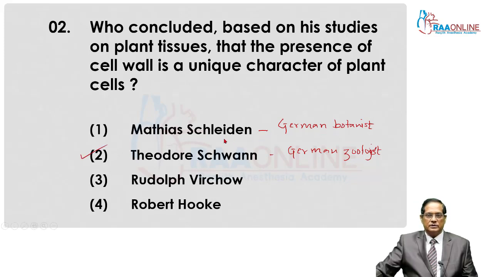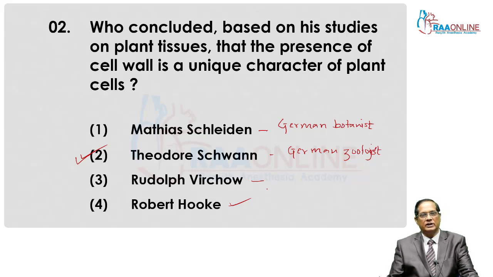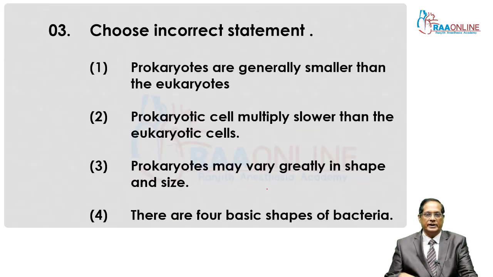Though the German botanist was Schleiden, Schwann studied a number of animal cells, compared the animal cell with the plant cell, and concluded that the cell wall is the unique character. So this statement was actually of Theodor Schwann. And R. Virchow I have already mentioned. He stated omnis cellula e cellula, that is, every cell originates from a pre-existing cell. Whereas Robert Hooke discovered cells from cork, but he discovered non-living cells and they weren't free.